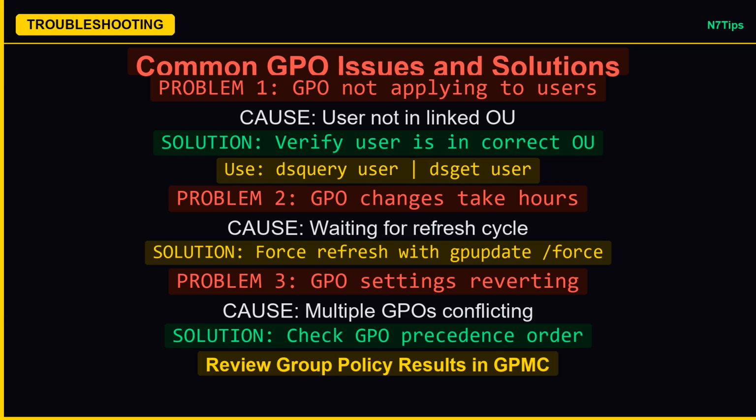Third, sometimes a GPO applies to the wrong people. This usually means the target users or computers don't have the right security permissions on the GPO, or they're not members of the target organizational unit. Always double-check group membership and permissions. Use the security filtering feature in GPMC to fine-tune exactly which users and computers a GPO targets.